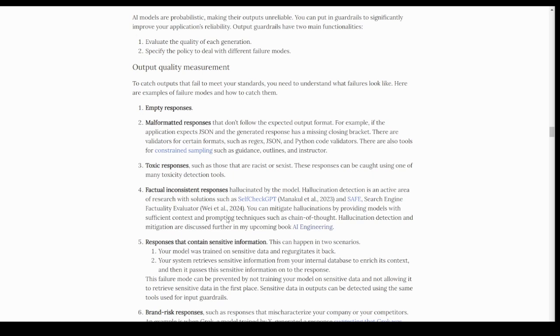Then a lot of times our response contains sensitive information, maybe the salary of some particular person, which shouldn't be given to any other person without any credential check. So we need to see if it contains sensitive information, and we need to block that sensitive information from going out of our system.